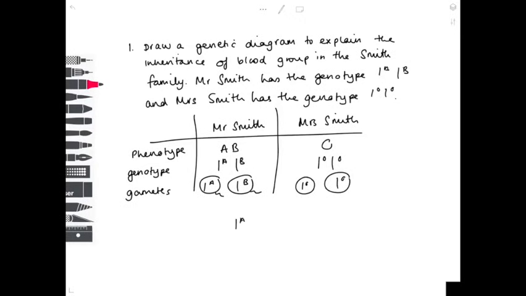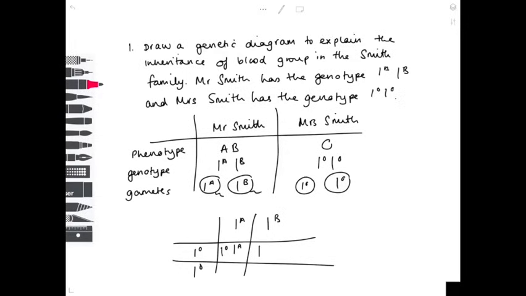Now let's do the Punnett square. And just cross them. And then from the previous slide, we know what each of the child's phenotype will be. So IOIA, that's 50% of the offspring, and they'll have blood group A. And IOIB is the other 50% of potential offspring, and they'll have blood group B.